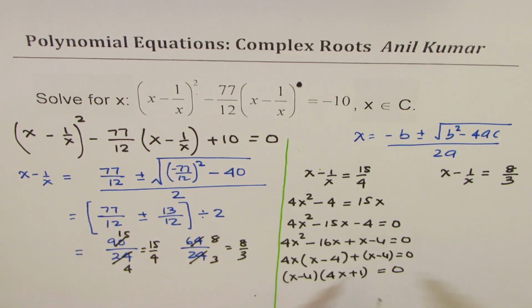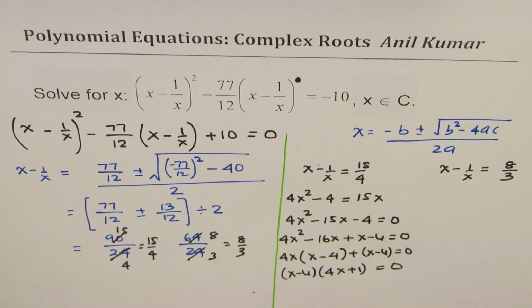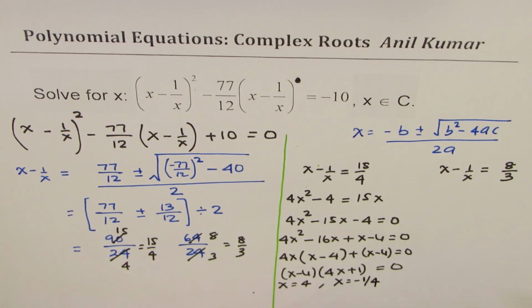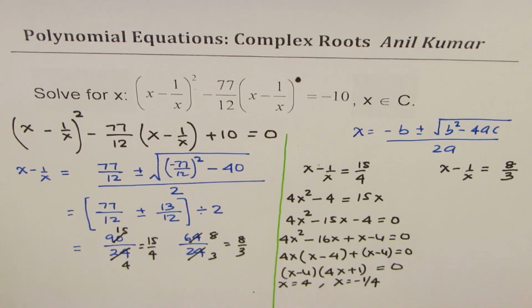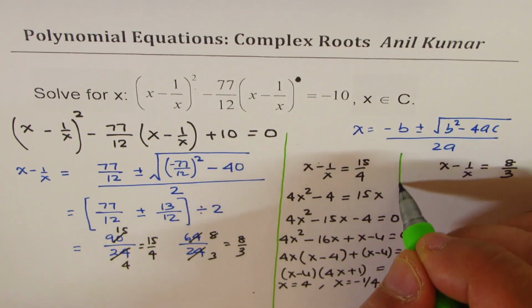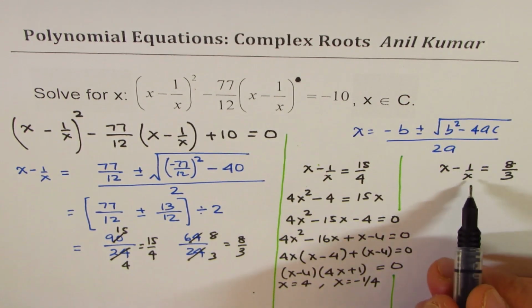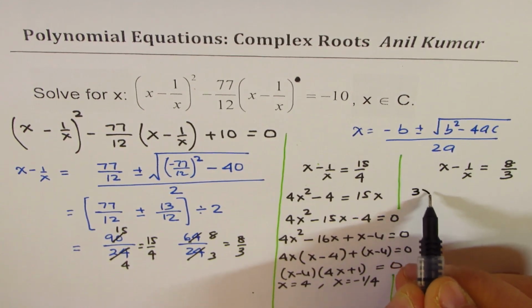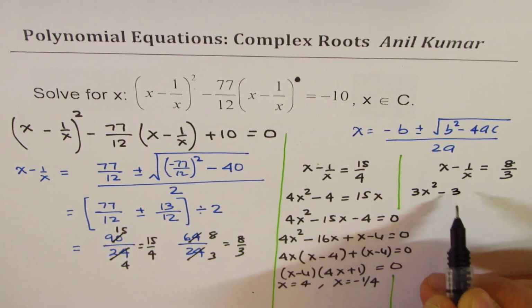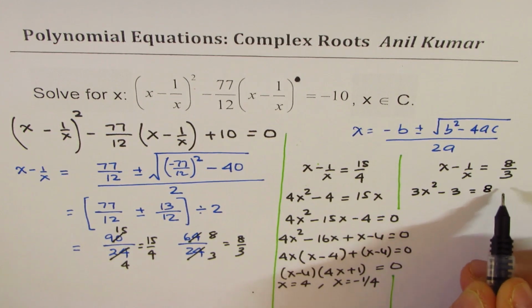So x minus 4 is common, and you have 4x plus 1 equals 0. And that gives you two solutions. One is x equals 4, and the other one is x equals minus 1 over 4, correct? So we get these two solutions from the first equation. Now let's solve the second one. Multiplying by 3x, we get 3x squared minus 3 equals 8x.